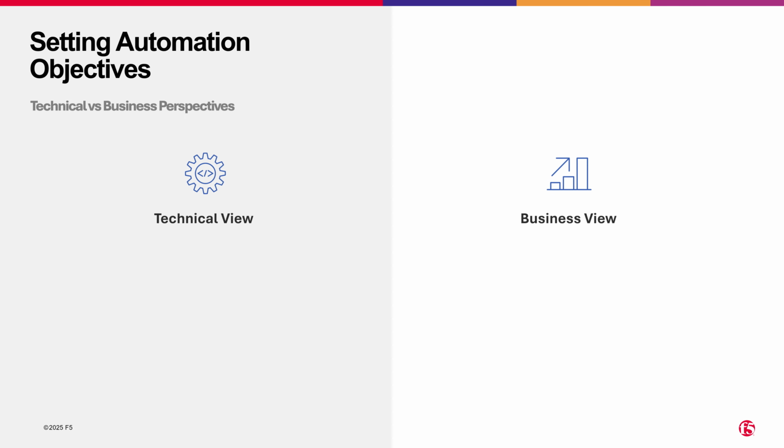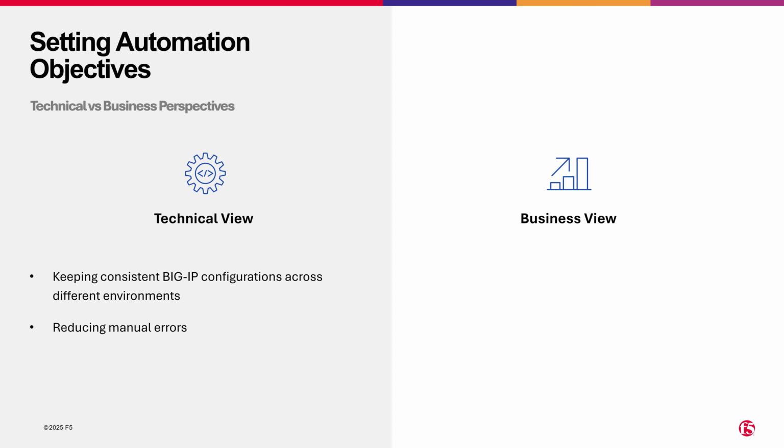Before starting automation projects, it's important to capture why you're doing it and what you want to achieve. Setting clear goals helps you stay focused and choose the right tools and processes. Think about your goals from both technical and business perspectives. From a technical angle, capture your challenges. Those could be keeping BigIP configurations consistent across different environments, or updating app certificates automatically across X number of BigIP instances. Automation goals can be around helping reduce manual errors, making configurations more consistent, or speeding up deployments.